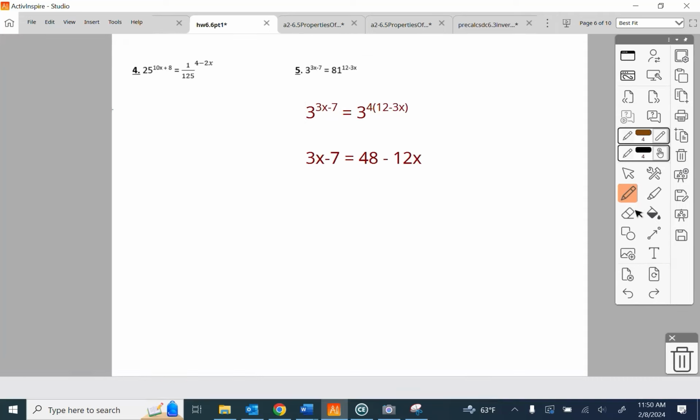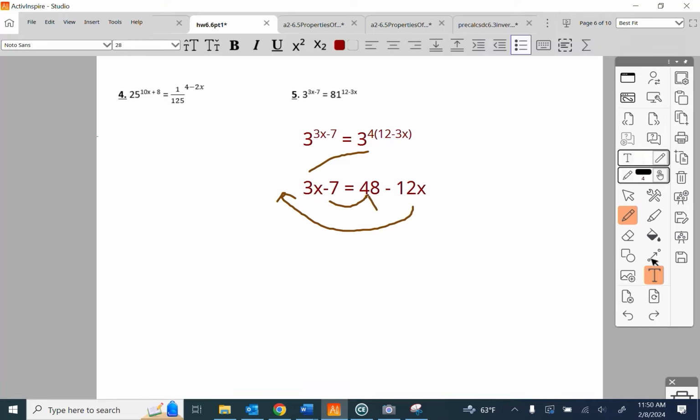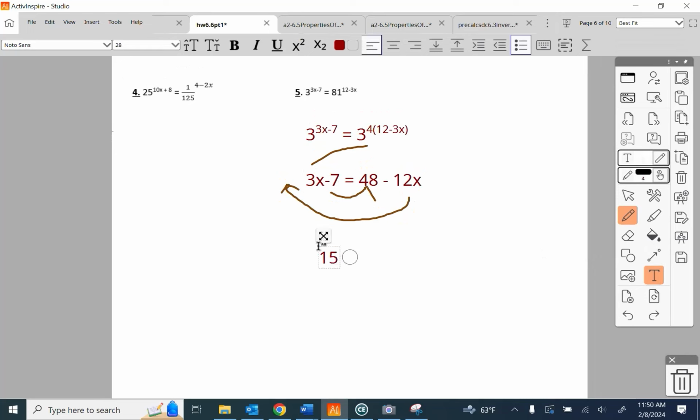And I'm actually going to shift my x's to the right. No, sorry. I'm going to shift my x over here. It's going to make it positive. And I'm going to shift that number over here, which is also going to make it positive. 3 plus 12 is 15. Boy, I just got tired. And 48 plus 7 is 55. X would be 55 over 15, which reduces down to 11 over 3. Fractional answer. I don't think I made any mistakes.